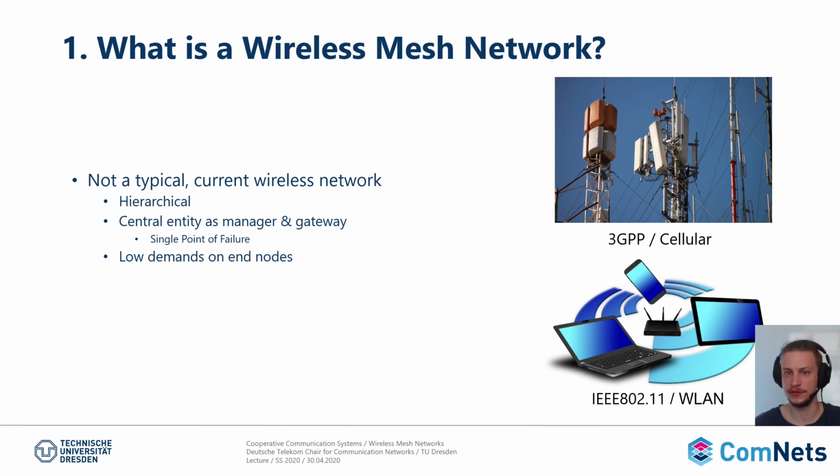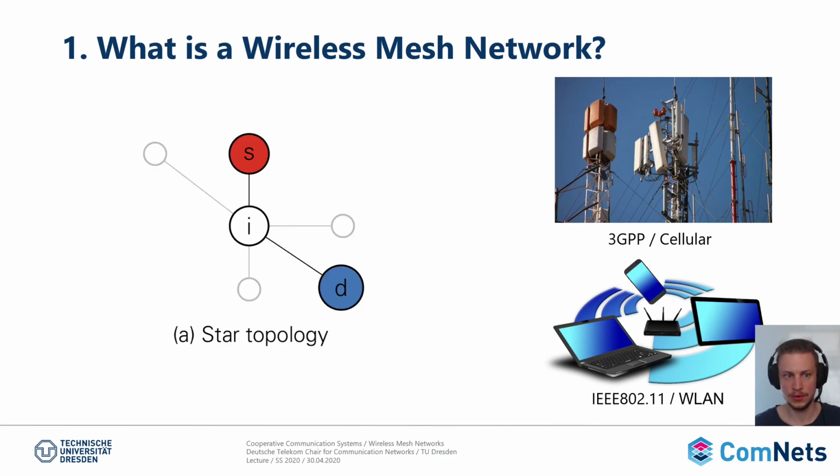Also being a single point of failure, because when you leave the coverage area of the base station or router, you also lose the functionality of the network. With these central entities being very powerful, also the demands on the end nodes are rather low. So if we call the central entity I in this example, these current networks implement something we call star topology, because any wireless communication has to pass them. So they are the sender or receiver of any packet.